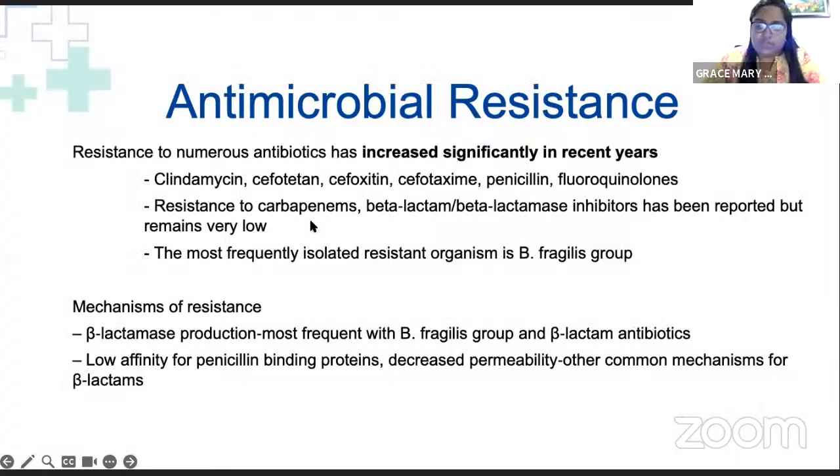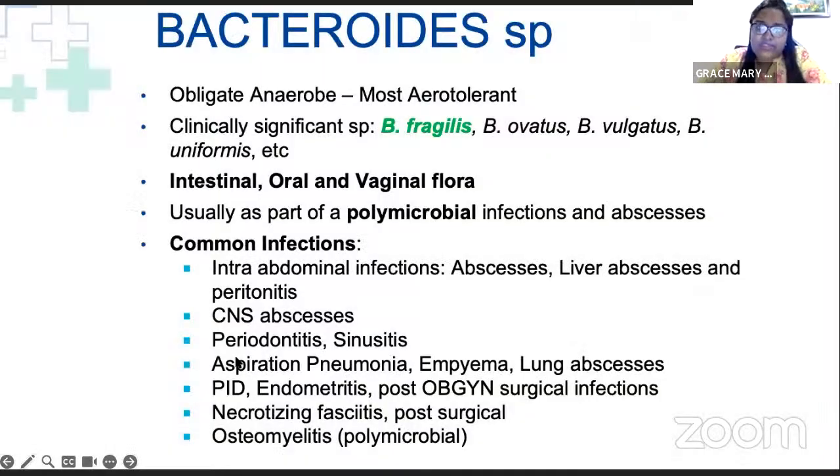So the common infections that these can cause, the first and foremost I would like to stress upon are the intra-abdominal infections, all the abscesses that these bugs can cause. Then, like the figure that I showed you, because it is there in the oral cavity, in the intestine, and in the GU tract, in all these places it can cause abscesses. It can cause other infections as well.